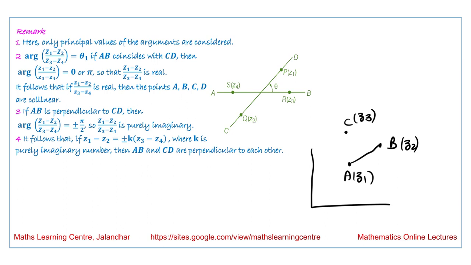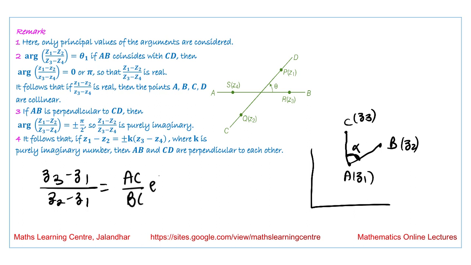We are joining the points A, B and C, and this angle we are saying is alpha. Then we have proved that (z3 minus z1) over (z2 minus z1) is equal to AC by BC times e raised to the power iota alpha. We are saying this is equal to mod of (z1 minus z3) divided by mod of (z2 minus z3) times e raised to the power iota alpha.